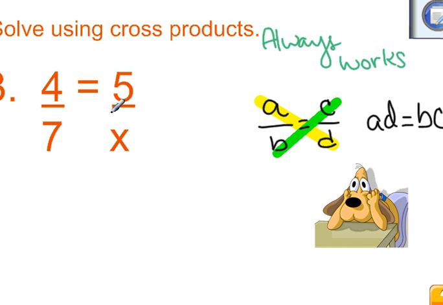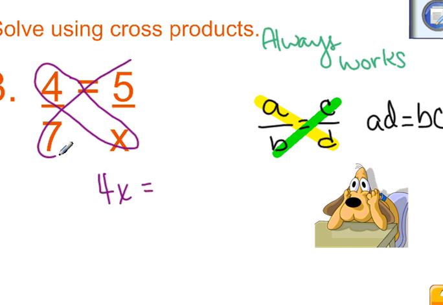So what I'm going to do over here is what I've just done here. I always start in the top left corner. 4 times x in algebra is written 4x. That is the correct way to write that. Remember, we're pretty lazy in algebra, so I don't need to spend the extra time to put the little dot there or the little x multiplication symbol. It's just 4x. And 5 times 7 is 35.